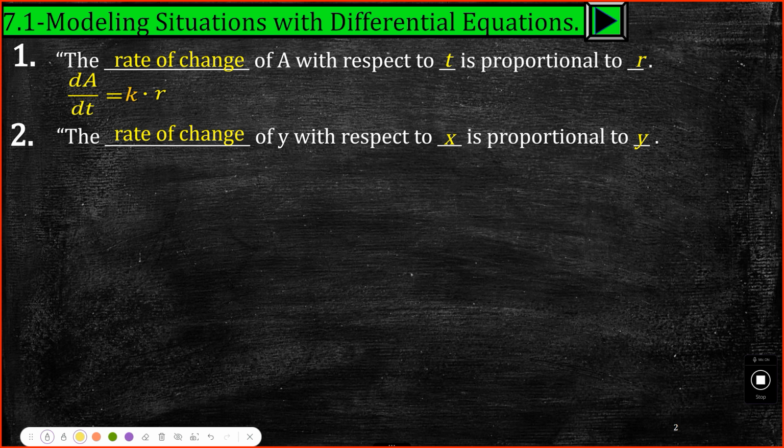So how do we interpret it? What does this mean? The rate of change of y with respect to x is proportional to y. This is exponential. This is what we're going to use a lot in this chapter. This equation right here: dy/dx is equal to ky.